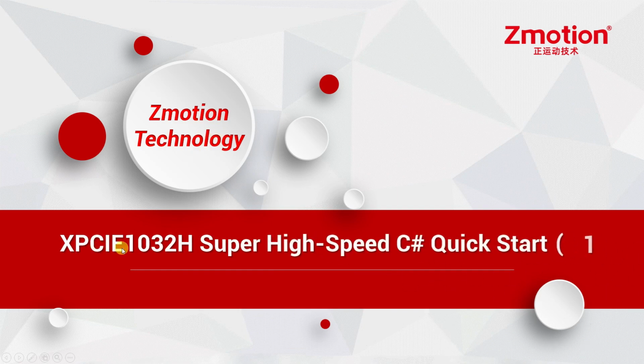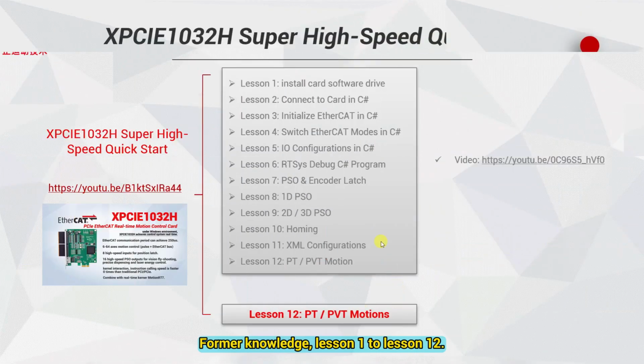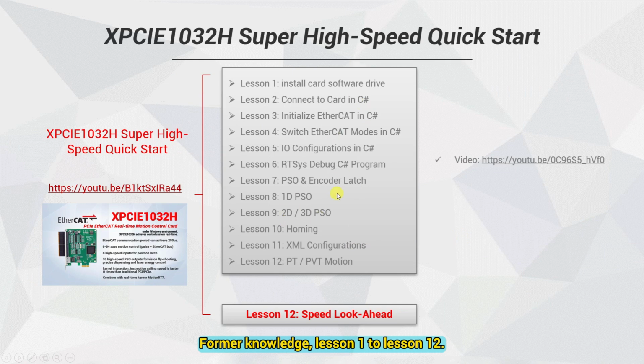XPCIE1032H super high-speed EtherCAT motion control card learning continues. Today, let's see how to make the motion continuous and smooth synchronously. The main functions are merge continuous algorithm and speed look-ahead functions. Former knowledge, Lesson 1 to Lesson 12. You can review them as you needed. Or other information, please contact us.